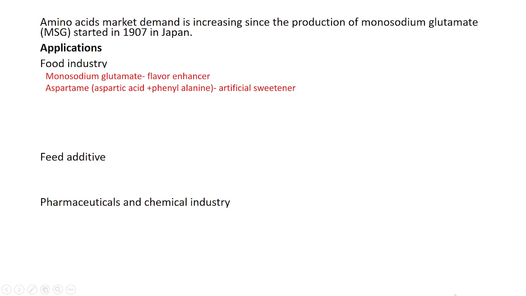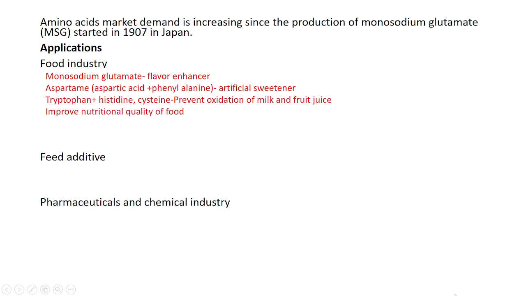calorie sweetener. Then tryptophan plus histidine is used to prevent oxidation of milk, and cysteine is used to prevent the oxidation of fruit juices. Certain amino acids are added in food like bread so as to improve the nutritional quality of these food items. Amino acids are added in the animal feeds.